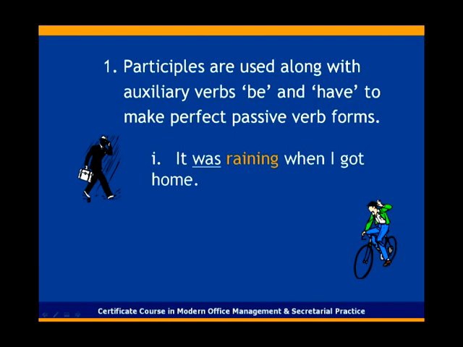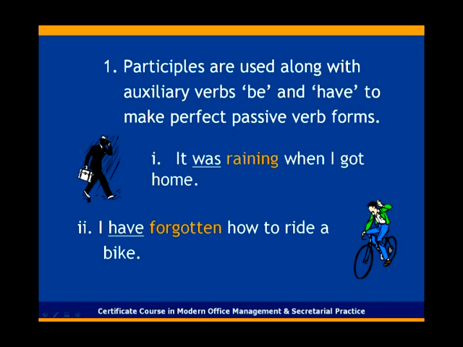It was raining when I got home. In this sentence, something was happening when I got home. The words when I got home indicate the perfect past tense. We use the verb was before the word raining as the auxiliary. Please remember, was is a form of the verb be. Here is another example: I have forgotten how to ride a bike.